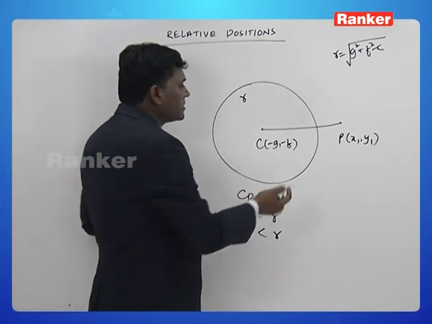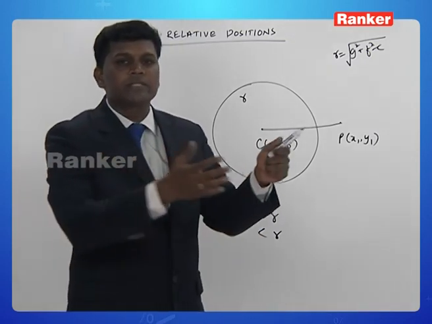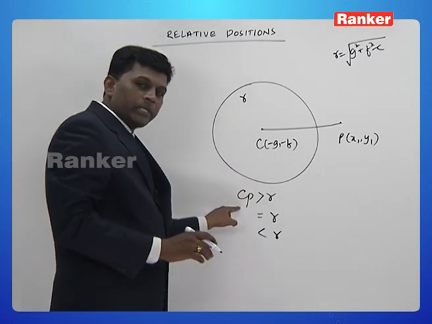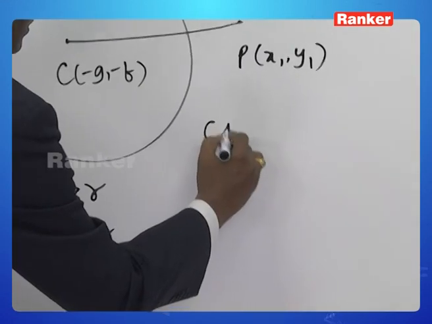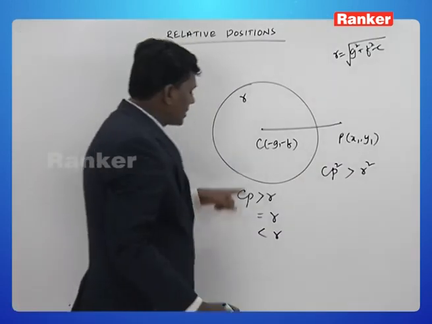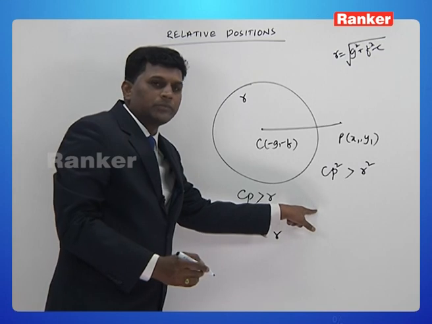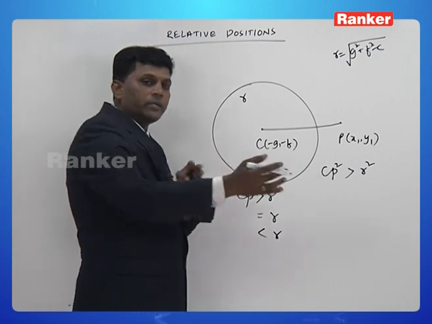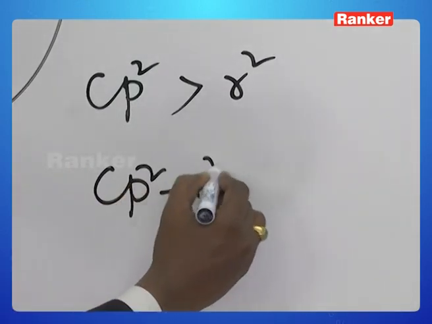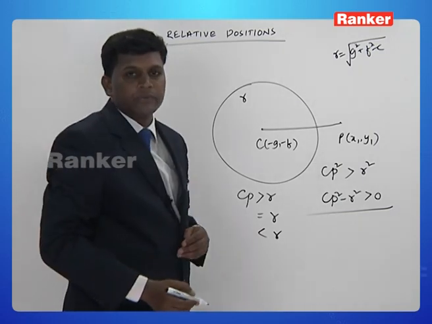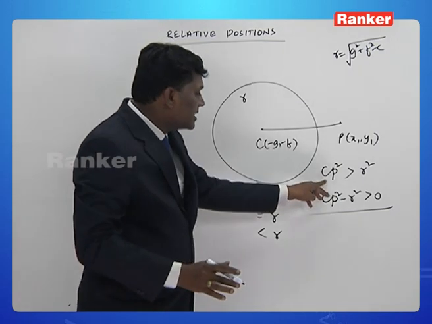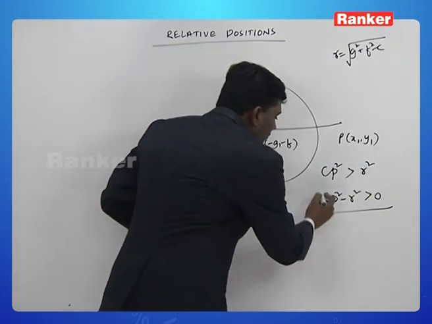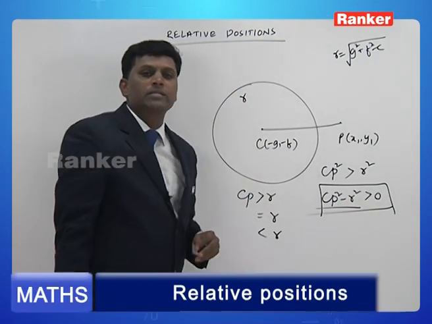Instead of finding this distance, we can find a better mechanism using simple calculations. Instead of comparing CP and r, let us compare CP square and r square. We get the same relative positions in this case also. If CP square is greater than r square, transferring to the left side, CP square minus r square will be greater than 0. So instead of finding CP or r, we can get the relation by finding CP square minus r square.